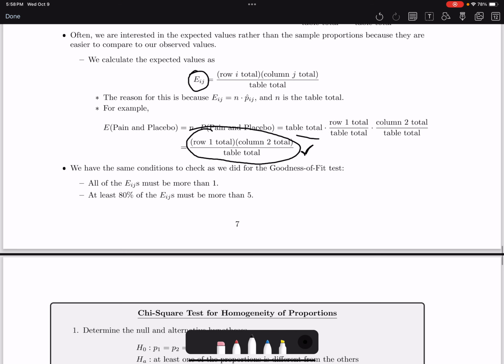Those expected values all need to be bigger than 1, and 80% of them need to be bigger than 5 in order for us to run this test. Same conditions as for the goodness of fit.